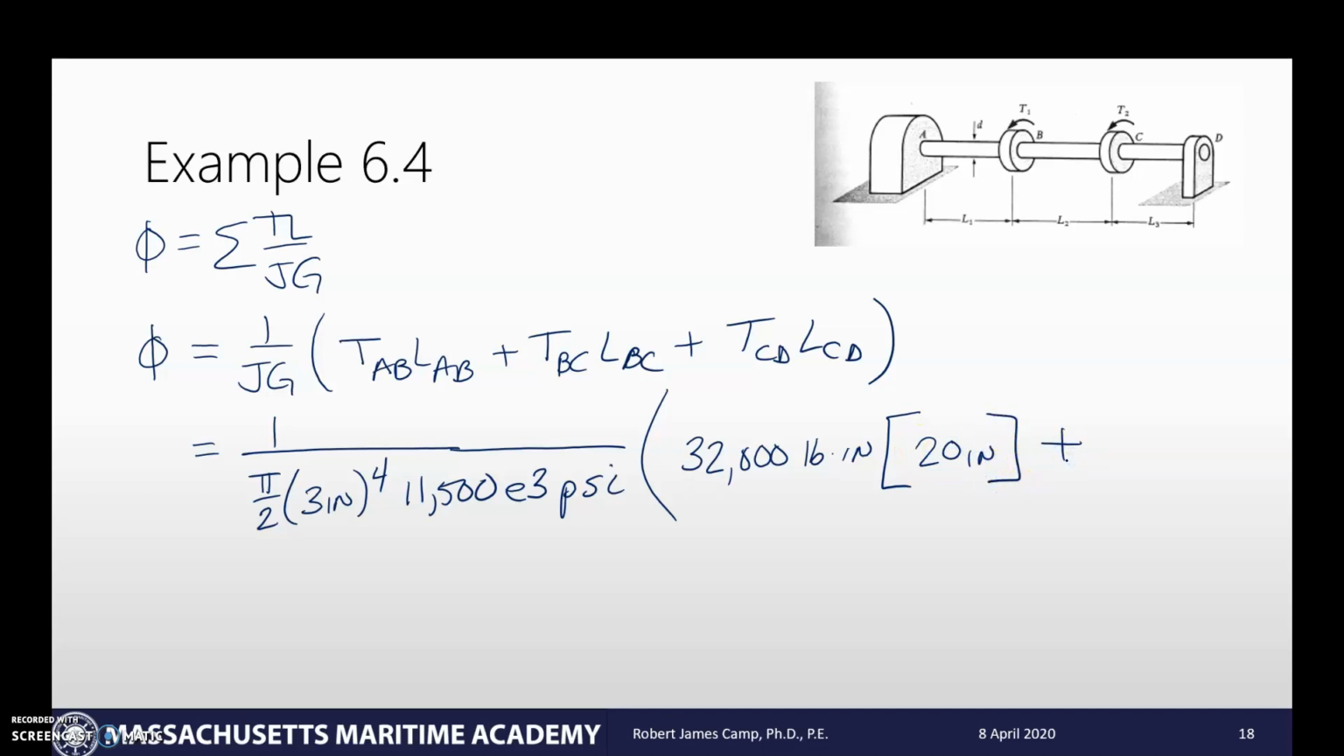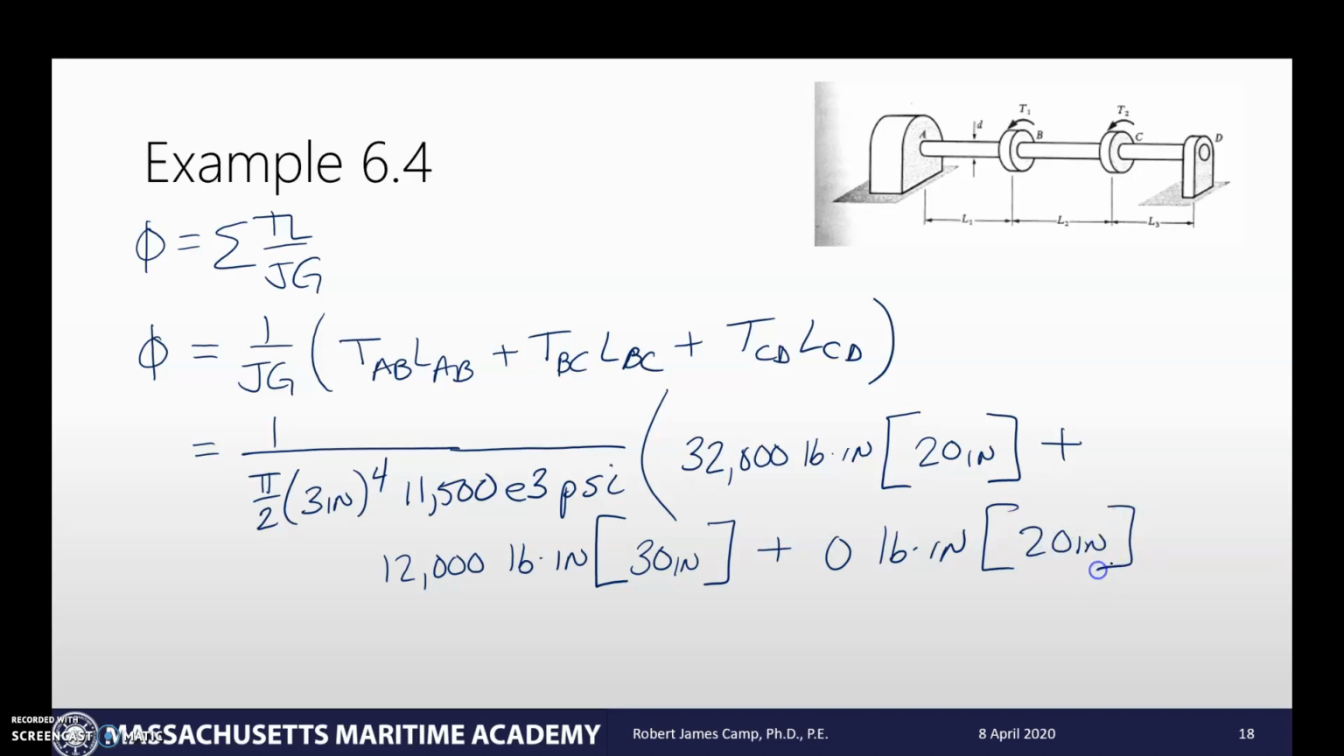Okay, and we're going to add to that. What's the torque in BC? Well, the torque in BC is 12,000 pound inches, because we already calculated that out. Over which length does that work? It works over that second length of 30 inches. And now, just for completeness' sake, we have 0 pound-inch torque in that last one, and that 0 pound-inch acts over 20 inches. We don't need this in here, but like I said, just for completeness' sake, I want to throw that in. So now I have all of this. I just plug it into my calculator and see what it spits out.